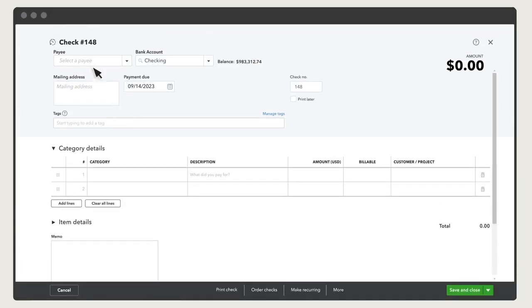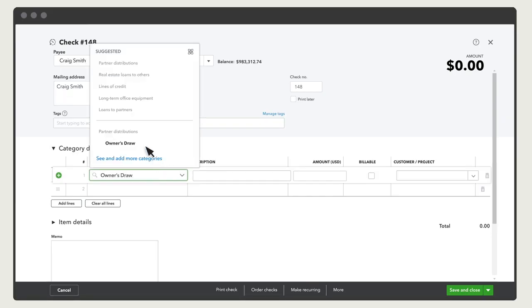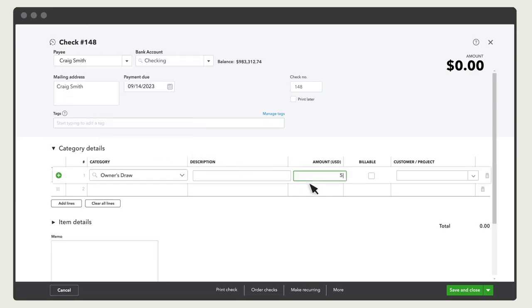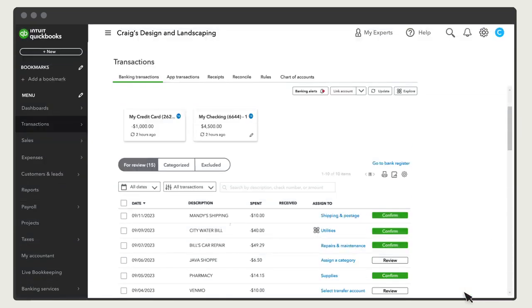Enter the owner as the payee. Then enter Owner's Draw as the category and the amount the owner wants. If this was a handwritten check, enter the number. Or if you want QuickBooks to print the check, select Print Later. Then save the check. Let's take a look at how these transactions affect your financial statements.